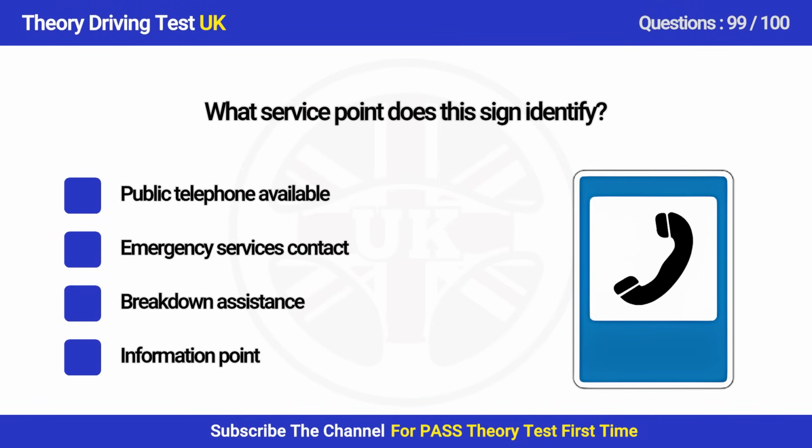A. Public telephone available. B. Emergency services contact. C. Breakdown assistance. D. Information point.